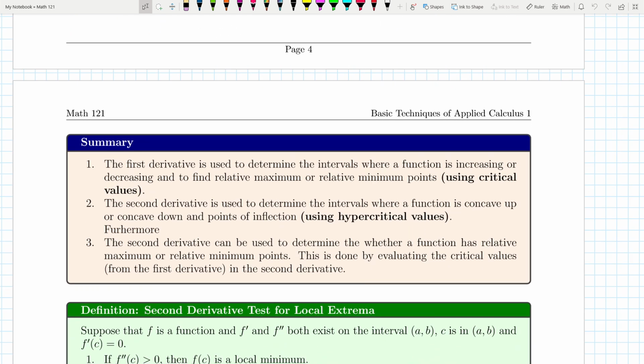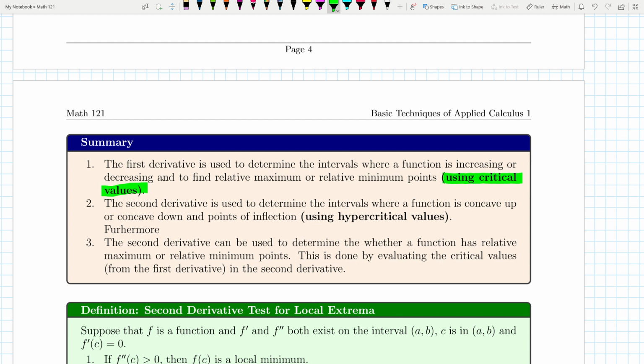In the previous chapter, we used the first derivative to determine the intervals where a function is increasing or decreasing. Based on finding the critical values and the test values, we determined whether we have relative maximums and/or relative minimums, or both at the same time. We did this by means of using the critical values.